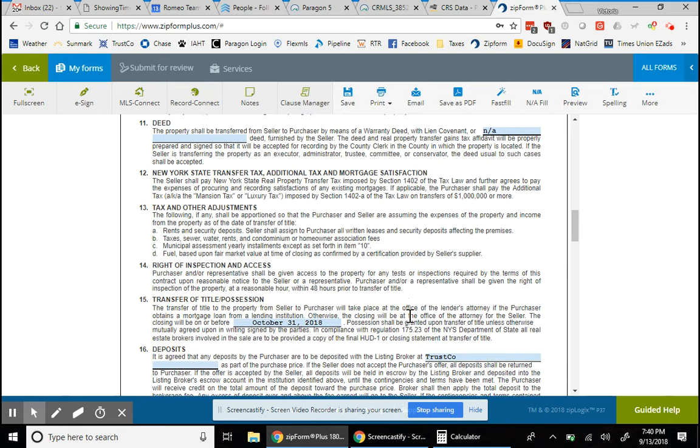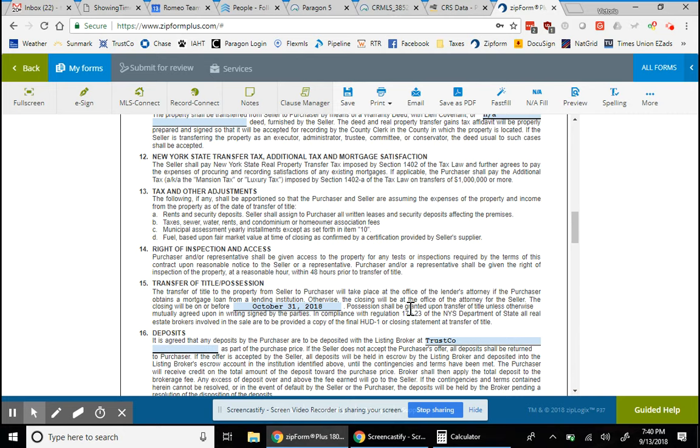Paragraph 12 is for the sellers. It says that, hey, when you sell real property in New York State, you have to pay what's called transfer tax. It's calculated at $4 for every $1,000 of the purchase price, and it is the financial responsibility of the seller.